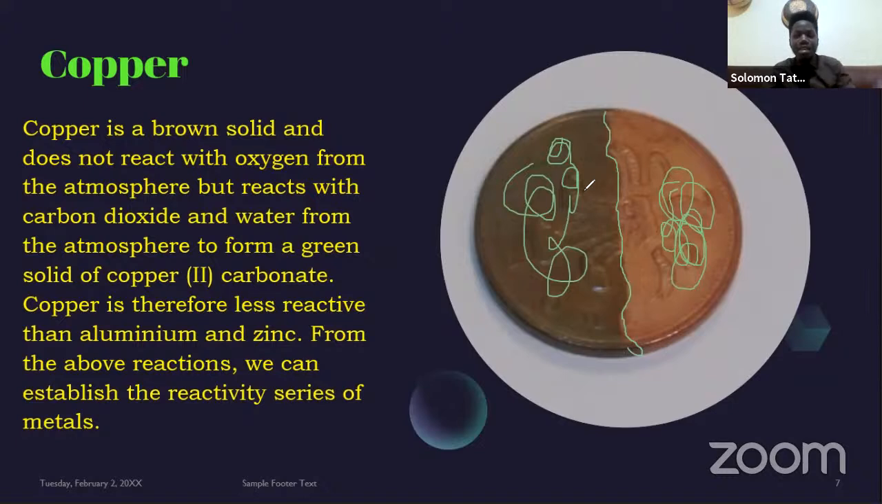Who can tell me the use of copper, one of the uses of copper, especially in our homes? Who can tell me? Copper, the uses of copper. Who knows?